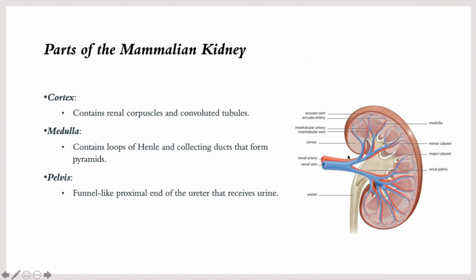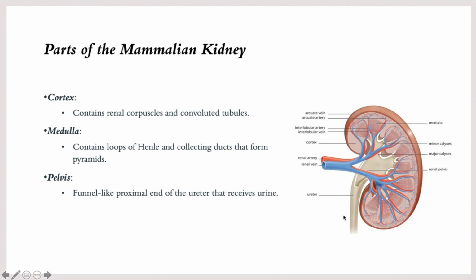It has the renal corpuscles and the convoluted tubules. We're going to talk about the renal corpuscles in the next slide. Then we have the medulla, which is this area here. The medulla contains the loops of Henle and the collecting ducts that are going to form the pyramids. Okay. Then we have the renal pelvis, which is this structure right here, which is going to connect to the ureter.